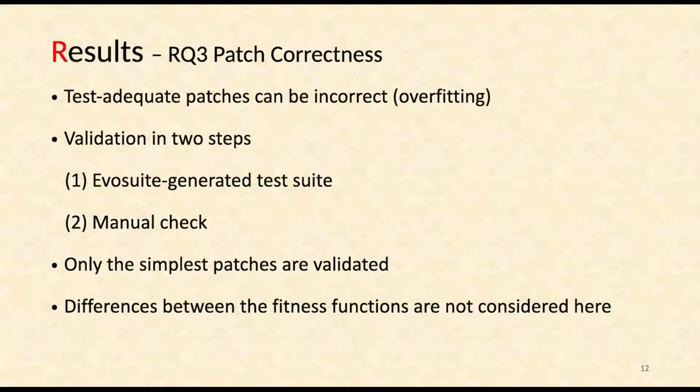We know that test-adequate patches can be incorrect due to the test overfitting problem. So in research question 3, we validate those patches' correctness in 2 steps. The first step is through an EvoSuite-generated test suite. And the second step is that we manually check those patches against the ground truth version. And only the simplest patches are validated. The simplest patches are the ones with minimum edits, because we know that QuixBugs programs only have single-line faults. And in this research question, we do not consider differences between the 3 fitness functions due to the limited research time.